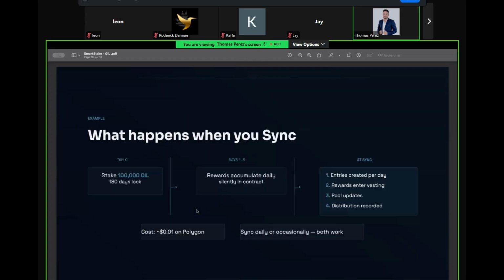So let's make this very concrete with an example. Imagine you stake like 100,000 oil token, for example, and you let rewards. Oh, sorry.